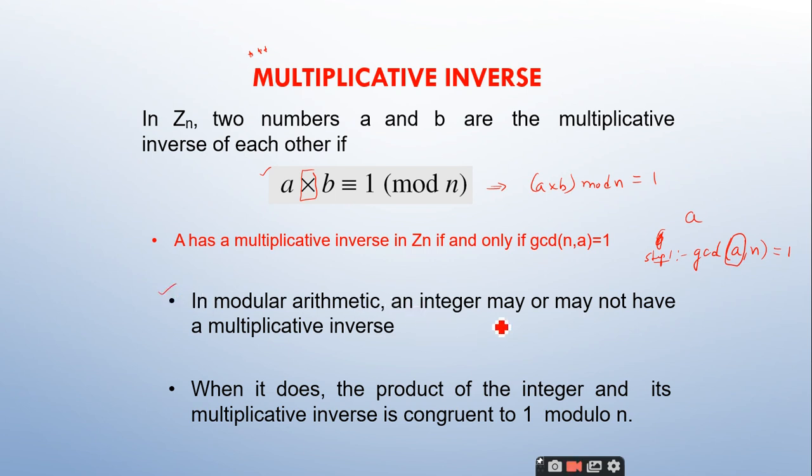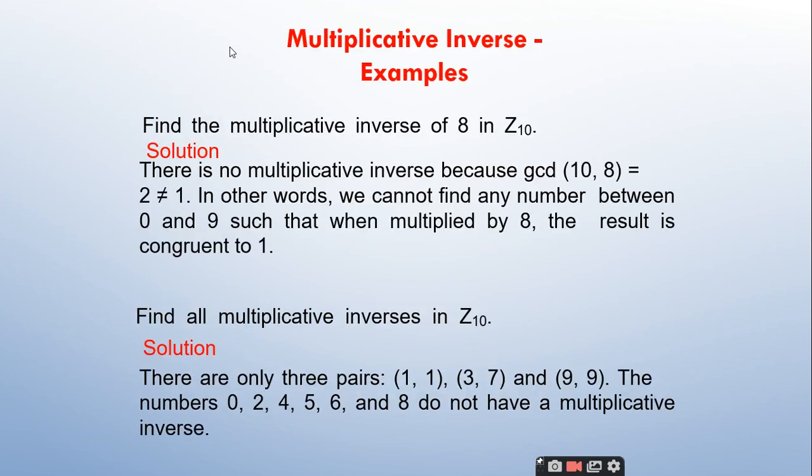So in modular arithmetic, an integer may or may not have a multiplicative inverse. This is important. In Zn we have a set of numbers, and all the numbers may not have multiplicative inverses. For example, what is the multiplicative inverse of 8 in Z10? To identify whether 8 has the multiplicative inverse or not, you should find the GCD of 10 comma 8, where 10 is n and 8 is a. GCD of 10 and 8 is 2, it is not equal to 1. Therefore this number 8 does not have the multiplicative inverse. This is a very quick shortcut to identify whether a number has the multiplicative inverse or not.